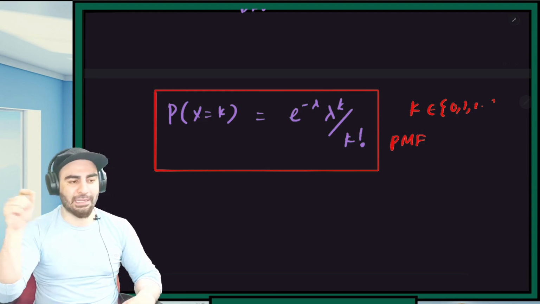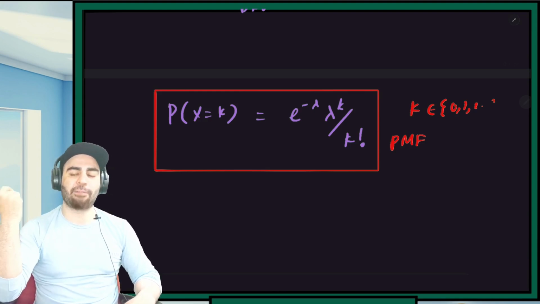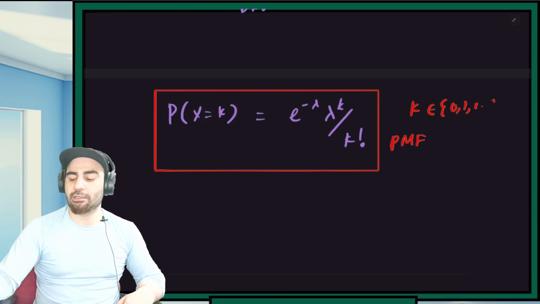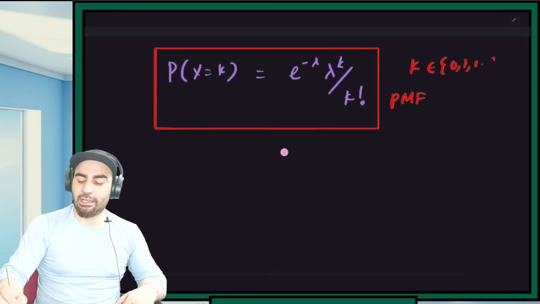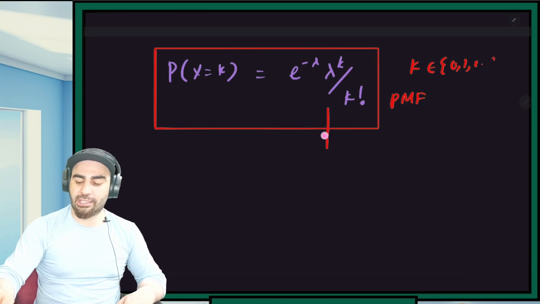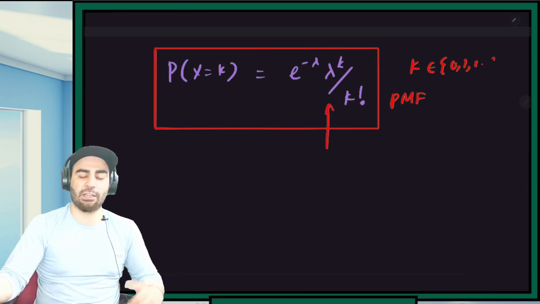e to the power minus lambda, lambda to the power k divided by k factorial. Okay, this is the PMF of this. So here, in order to check this, you can say, does it follow the probability axiom? Is this greater than 0? It is greater than 0, for instance. So then it should sum up to 1.